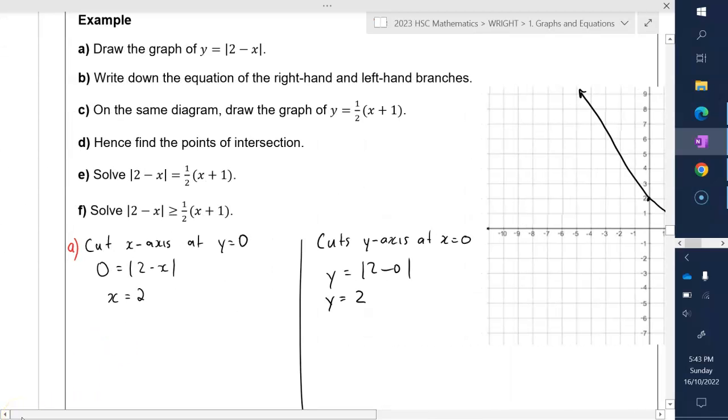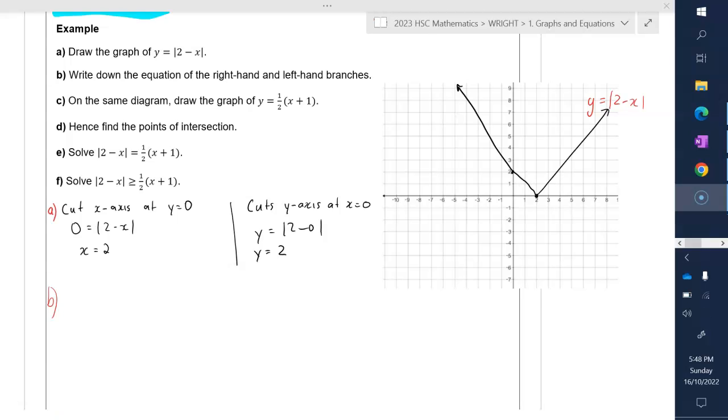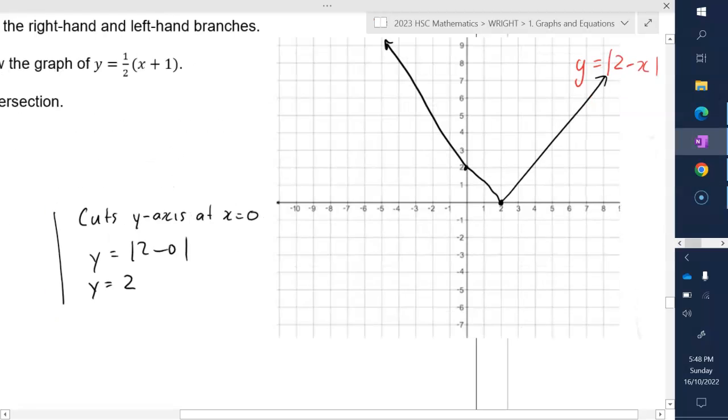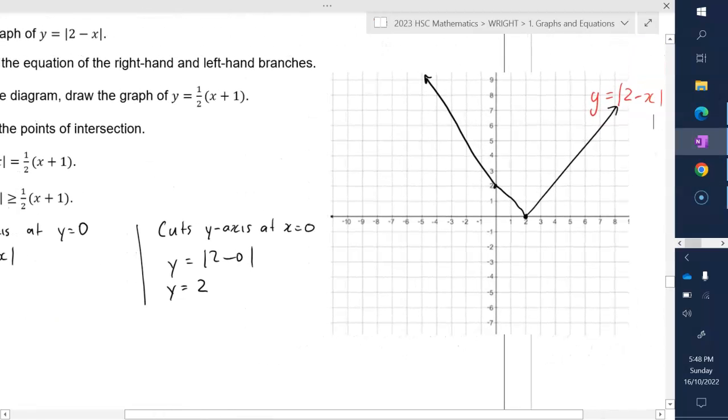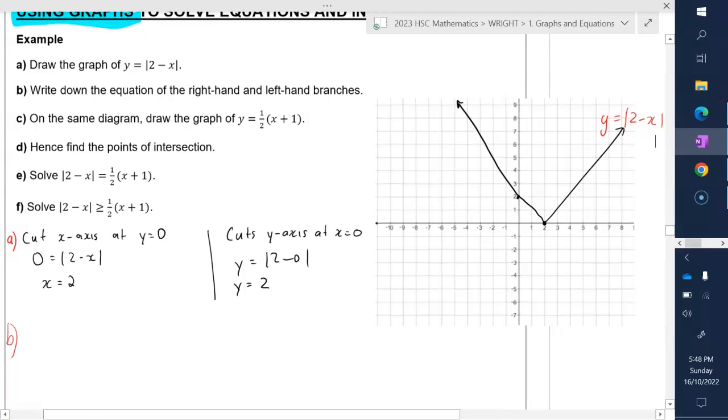Let's have a look at B. B wants us to write down the equation of the right hand and left hand branches of our absolute value graph. The left hand branch is this line here, and our right hand branch is this part here. To think about what's happening there, you need to think about what's happening when we have an absolute value. Sorry, I keep saying inequality.